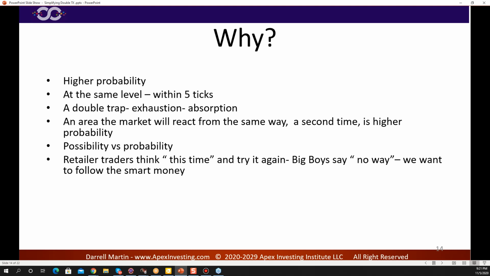And again, the big boys say, no way. And they push it the other way. And we don't want to be those trapped people. We want to follow the big boys. We want to follow the smart money. So does that make sense why it is a higher probability and why it makes it stronger right there? Because of all those retailers with that mindset of, oh, I was just, like Daryl said, I was just early, but I'm right again. Let's go south again.